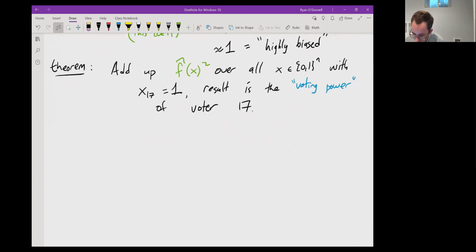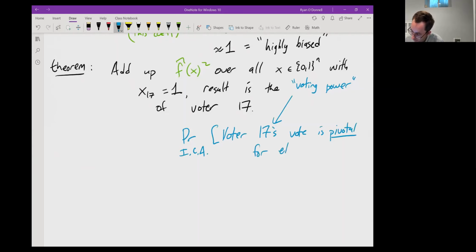And what is this voting power? It's the probability that that voter is the swing voter. So it's the probability, let's say for voter number 17, that voter number 17's vote is pivotal for the election outcome. So it's the probability, if everybody other than voter 17 votes at random, that it'll all come down to voter 17's vote. That's some kind of measure of how much power a voter has in this particular scheme. If their vote is never pivotal, then they have 0 power.